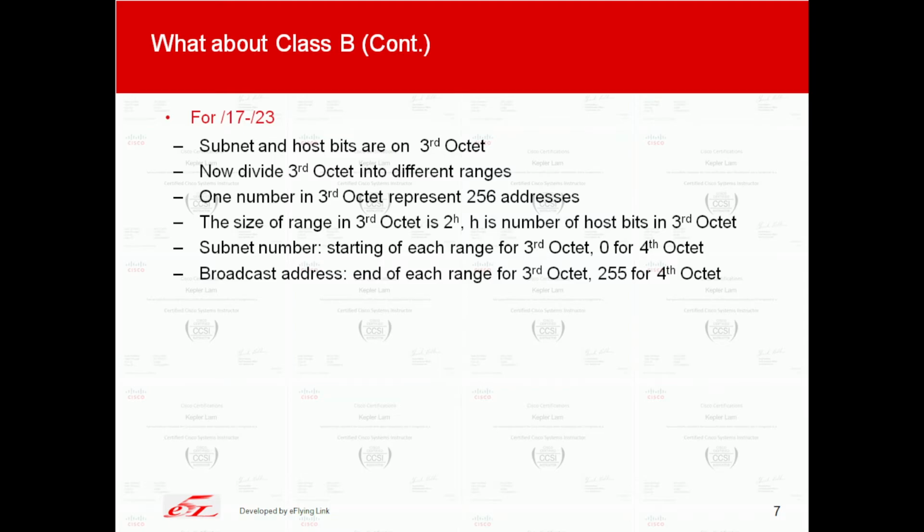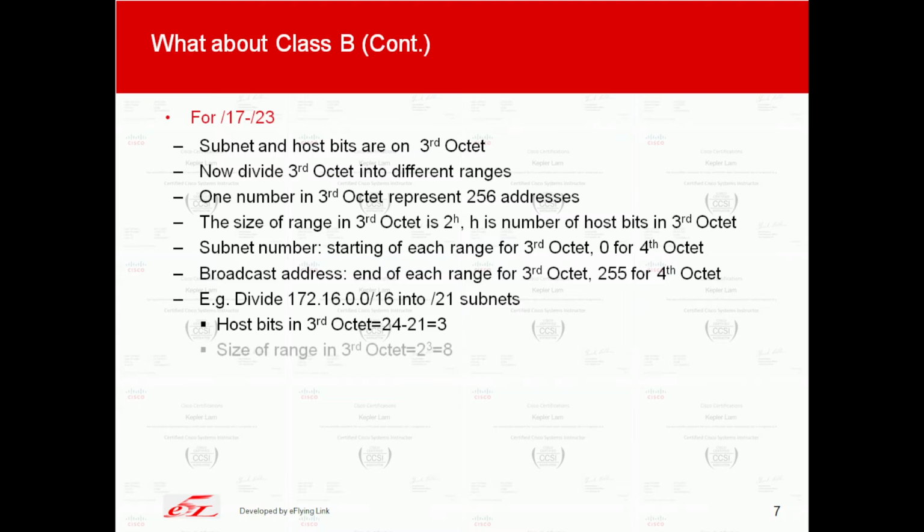Let's see an example. For example, if you want to divide 172.16.0.0/16 into /21 subnets, then for the third octet, how many host bits are there? It is now 24 minus 21, which is 3 bits. So the size of the ranges will be 2 to the power 3, that is 8.